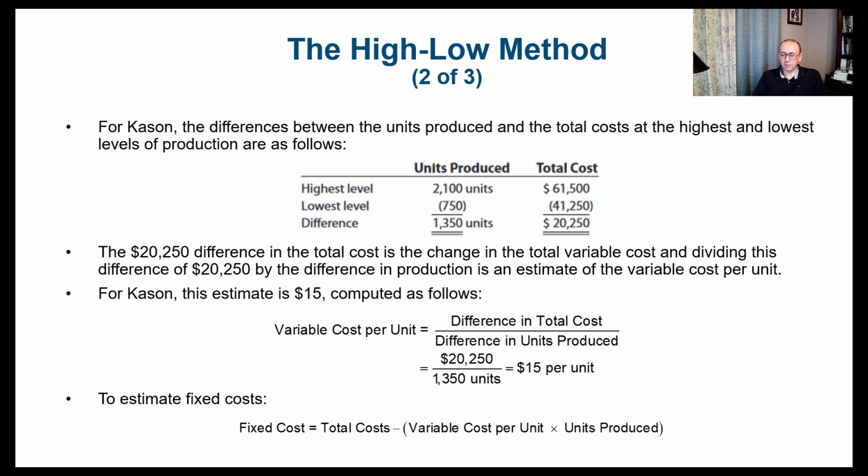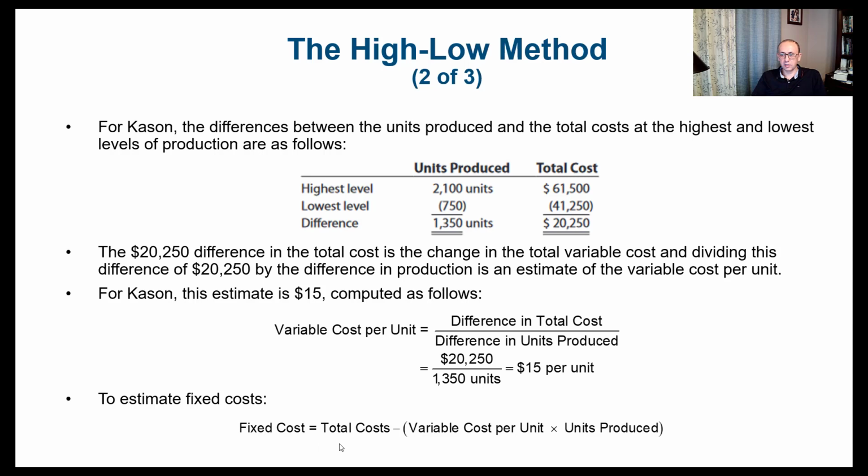So let's see how this works. We take the difference in total cost, which is the 20,250, and we divide it by the difference in units produced. So we get the highest and lowest, subtract them in terms of units and in terms of cost, and then we divide the difference in cost by the difference in units. If we take 20,250 divided by 1,350, that would be $15 per unit. So now we got the variable cost. Let's try to calculate the fixed cost. So how do we do that?